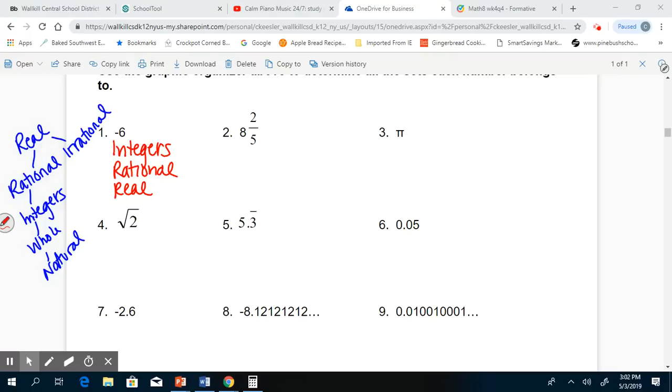Then we have 8 and 2/5. So 8 and 2/5 is a fraction. 2/5 cannot be changed to a whole number. This would be 8.4. So it's not natural, whole, or integer. The first category it would fit into is rational. So it's rational and real.